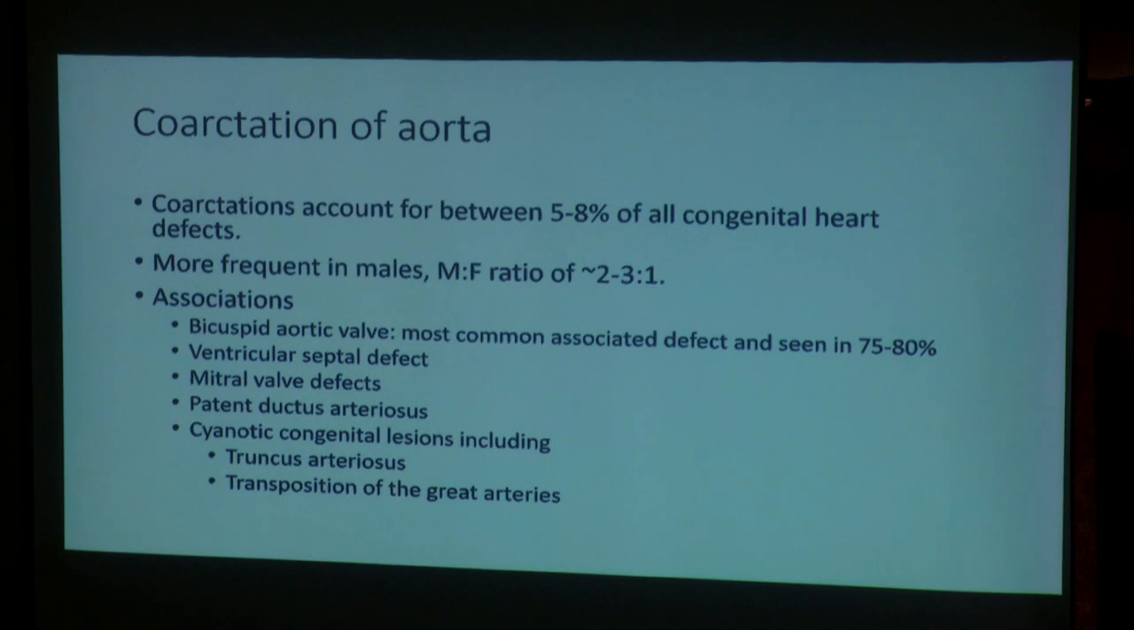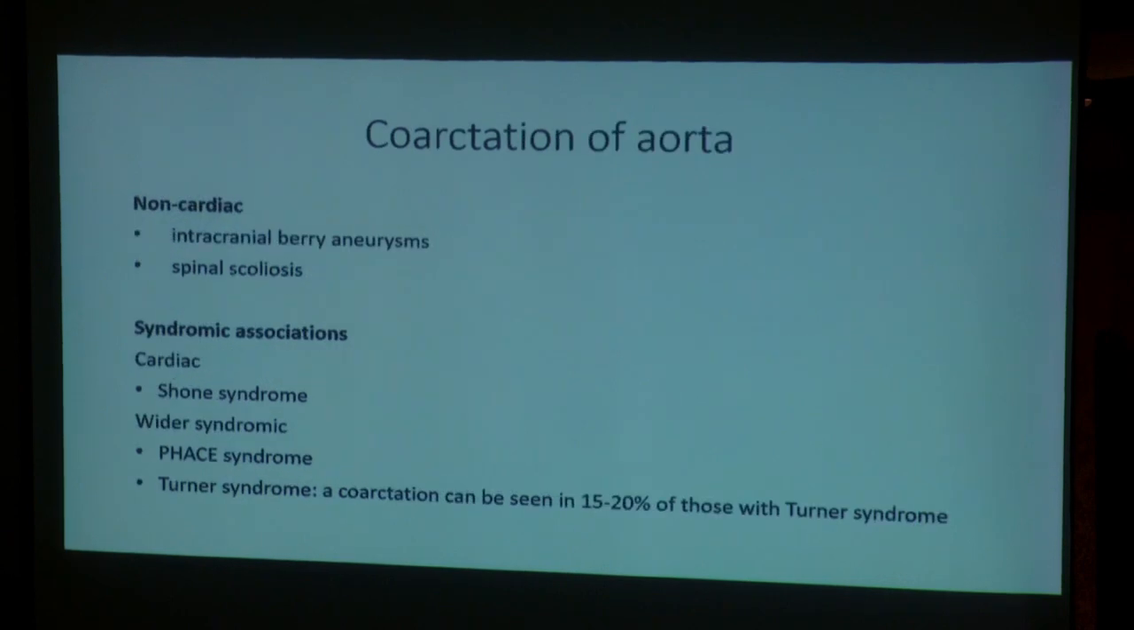Okay. Coarctation is a common disease causing around 5 to 8% of congenital heart disease. These are the associations. We'll skip them. The common things you have to remember is coarctations are known to be associated with intracranial berry aneurysms, and syndromic Turner is a very common association with coarctation of aorta.